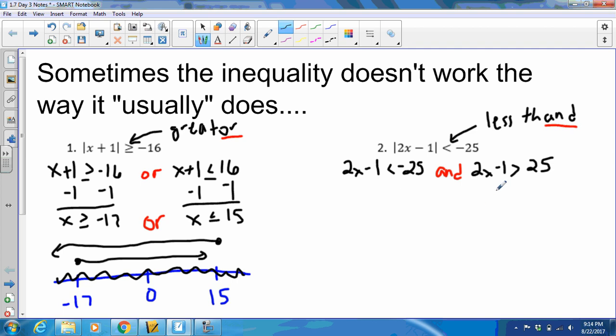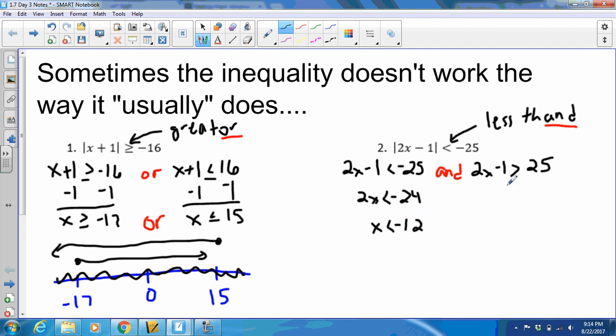So let's go ahead. We're going to solve both of our inequalities. So we add 1 to both sides. So we should get now 2x is less than negative 24. And then divide both sides by 2. We should now get x is less than negative 12.